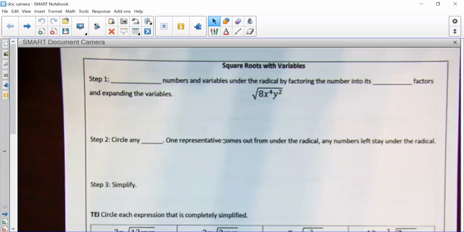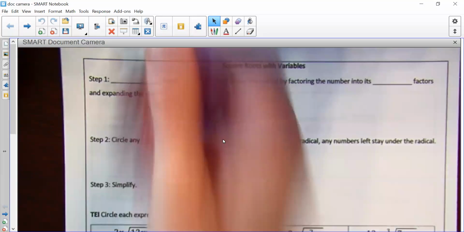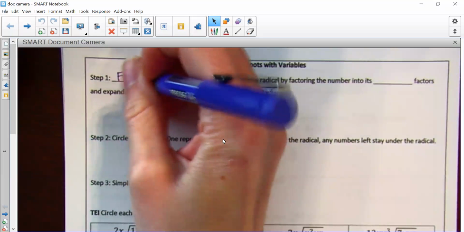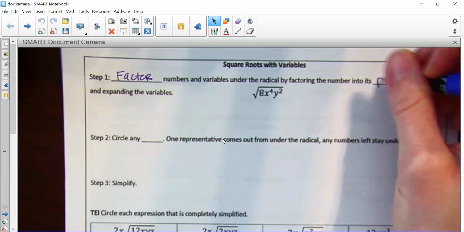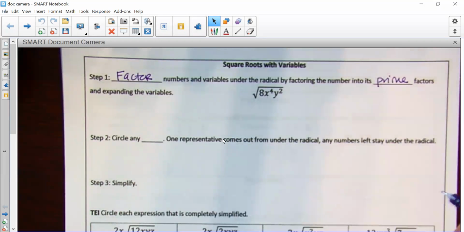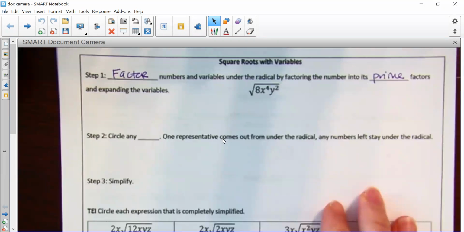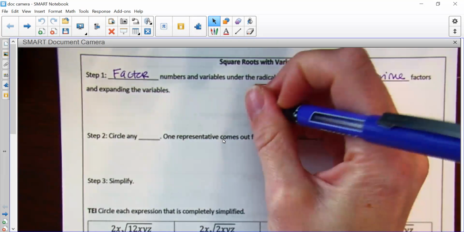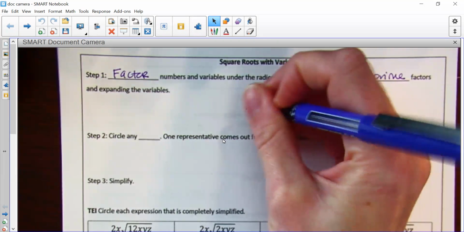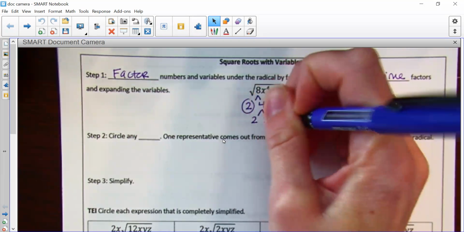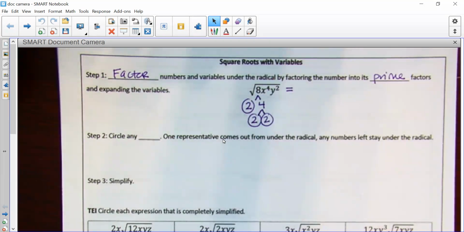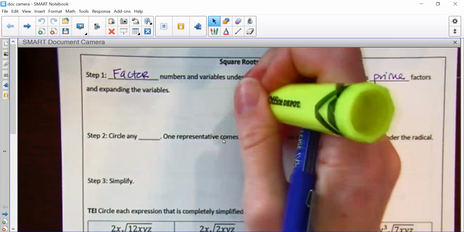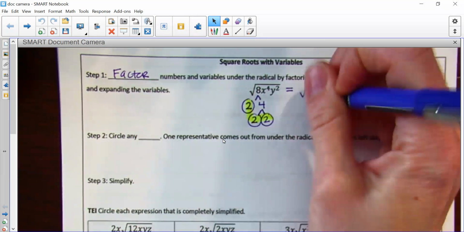It's a pretty similar process with one added layer. So step 1 is to factor numbers and variables under the radical by factoring the number into its prime factors. That's what we just did, and expanding the variables. So I'm going to prime factor the number. 8 is going to be 2 times 4. And then 4 breaks down into 2 times 2. So I'm going to gather those up. I've got three 2s under the radical.